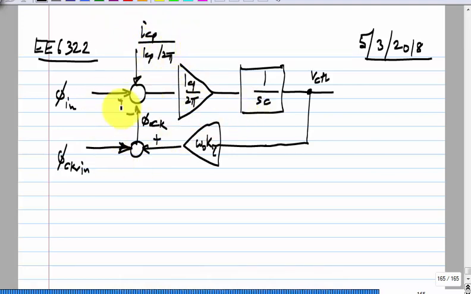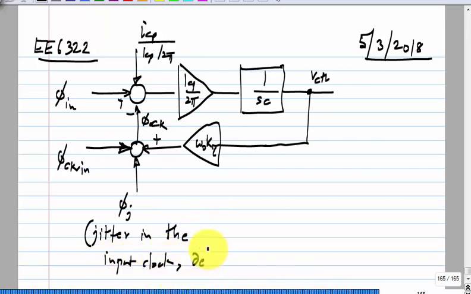So, it has the same transfer function as from phi in. Any jitter in the input clock can be added there, and any jitter in the delay line can also be added there. Phase noise or jitter in the input clock as well as the delay line, they both get added to the same place.